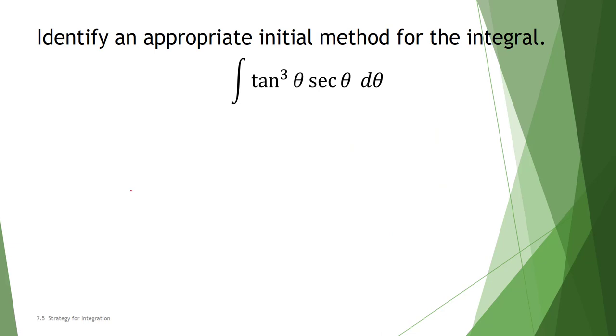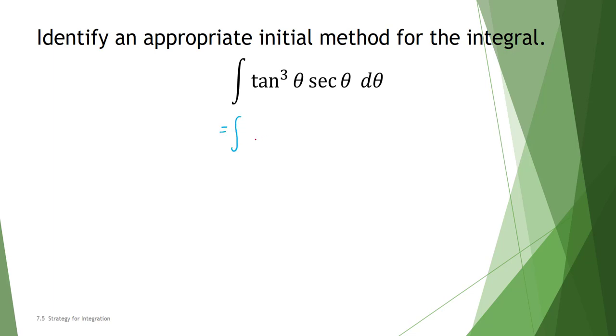Here's our next example. We have the integral of tangent to the third of theta times secant of theta d theta. Here we see trig functions, so we are thinking back to the strategies we know for integrating with trigonometric functions. We know with tangents and secants, we either want to keep a secant squared, which we cannot for this problem, or we want to keep a secant tangent.